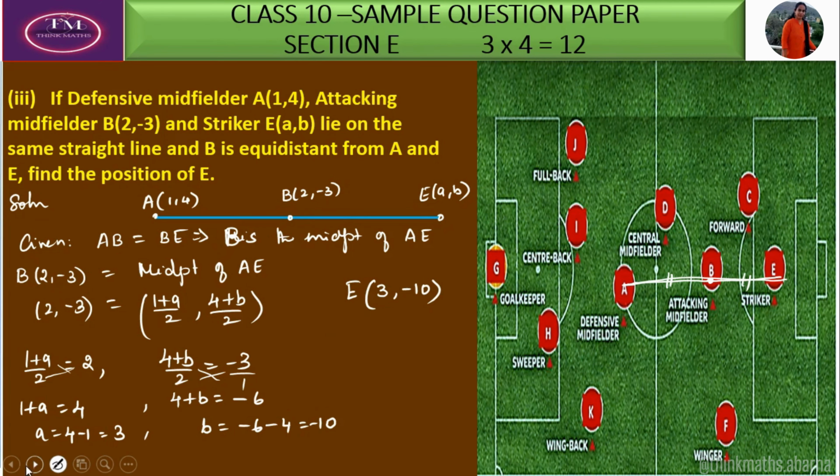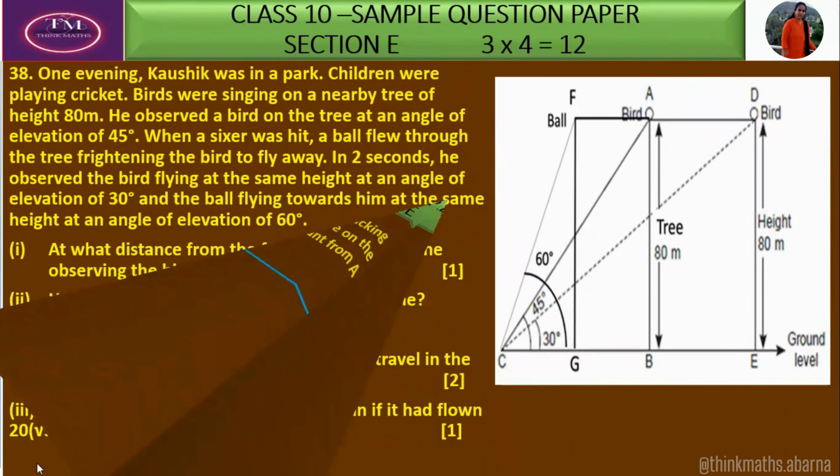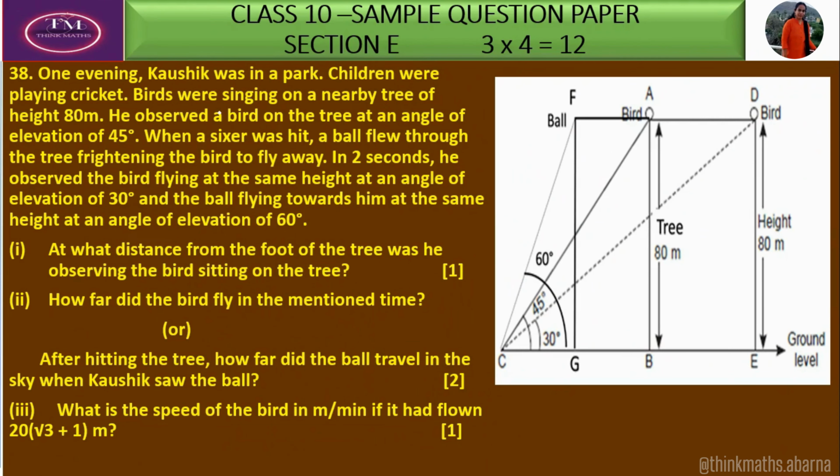So moving on to the last problem, 38th problem. This is the last problem for this section as well as for this question paper. One evening, Kaushik was in a park. Children were playing cricket. Birds were singing on a nearby tree of height 80 meter. He observed a bird on the tree at an angle of elevation of 45 degree. When a sixer was hit, a ball flew through the tree, frightening the bird to fly away.